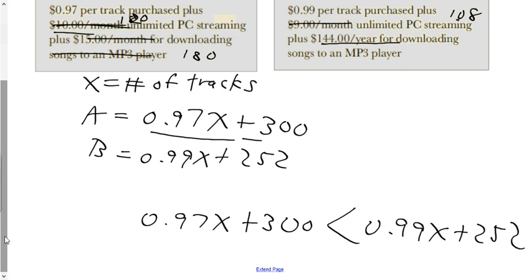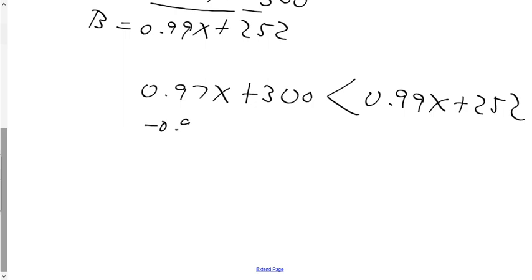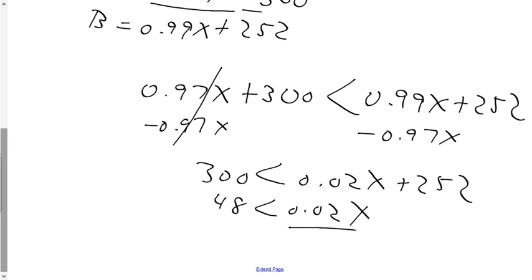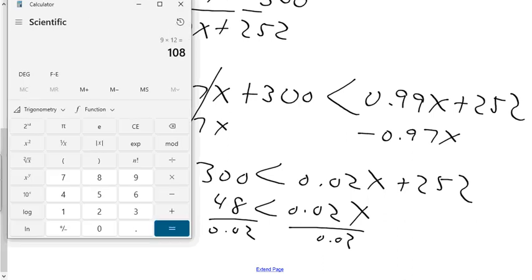Start by isolating the variable. Get it on one side. I'm going to remove 0.97x from both sides. 300 must be less than 0.02x plus 252. Subtract 252 from both sides. I get 48 must be less than 0.02x. And once I divide both sides by 0.02, 48 divided by 0.02, 2400.